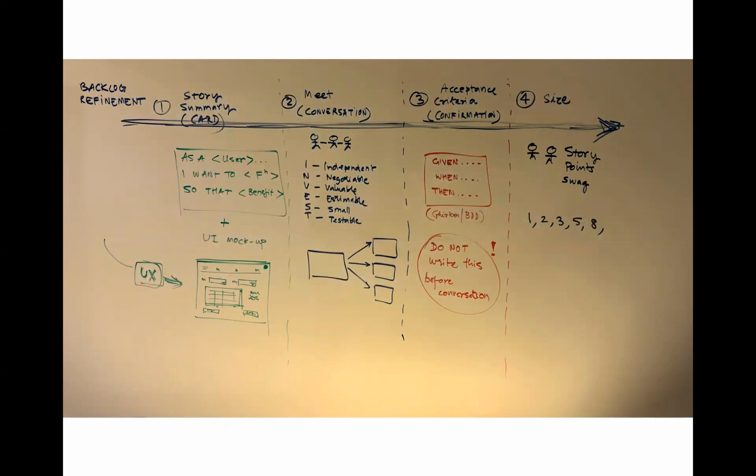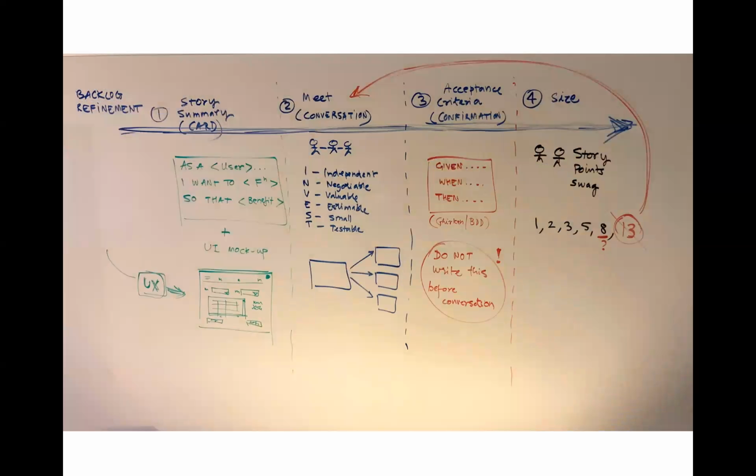And if you've been listening to my videos, I have always said anything more than 8, like 13, is too big. If you find a story where the size is coming out to be 13, you probably want to go back to the second step and have a conversation with the product owner and the team on how you can split the story. Trust me, you can break even an 8-pointer.